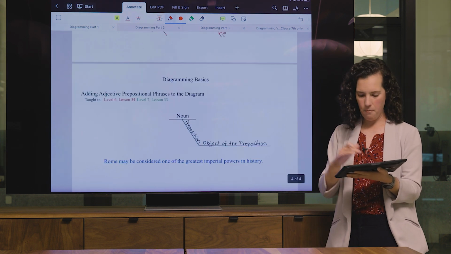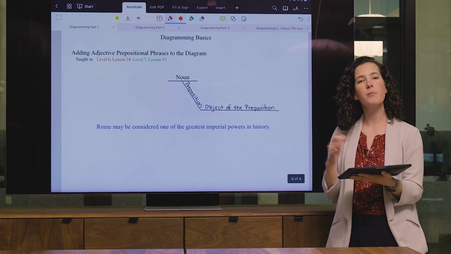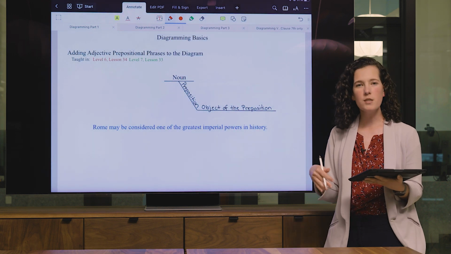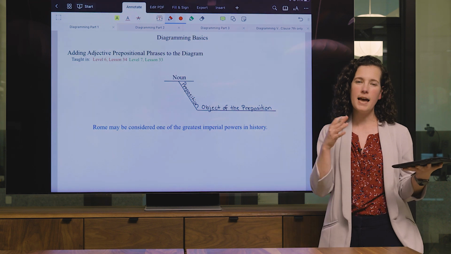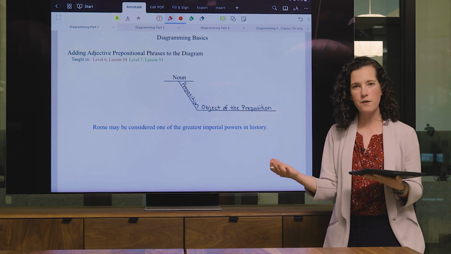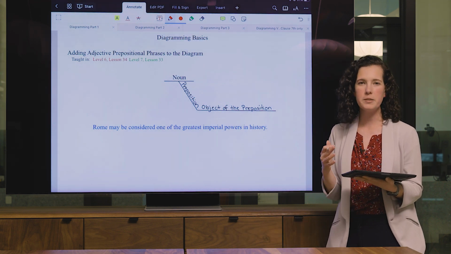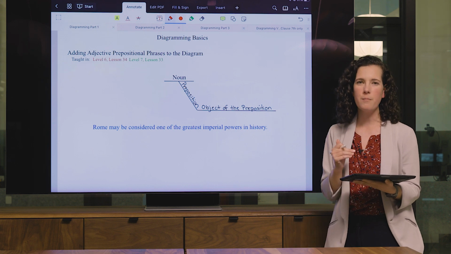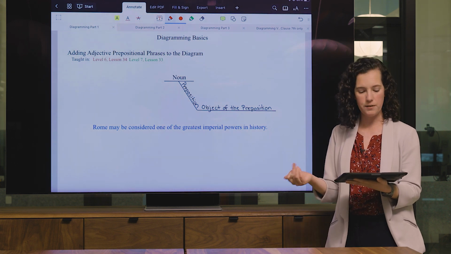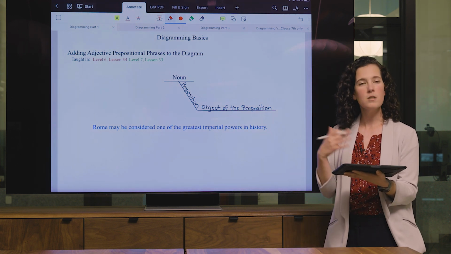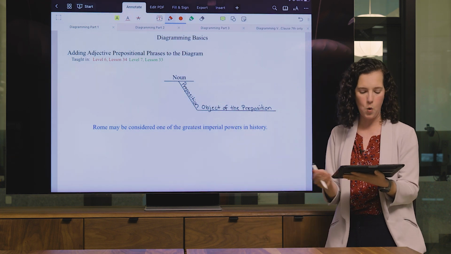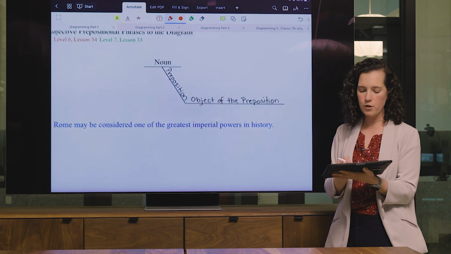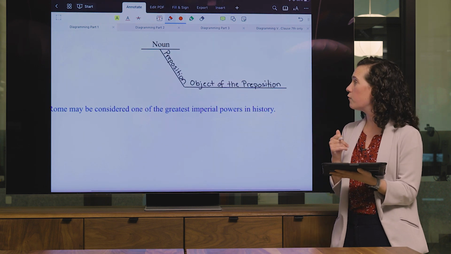Now we're going to add one more element, and that's prepositional phrases. Prepositional phrases are a kind of modifying phrase. They can act as adjectives or adverbs. For now, we haven't talked about adverbs yet, so we're going to talk about prepositional phrases that act as adjectives. So they describe nouns and pronouns just like an adjective, only it's a whole phrase rather than a single word. They are diagrammed under the noun like an adjective would be.